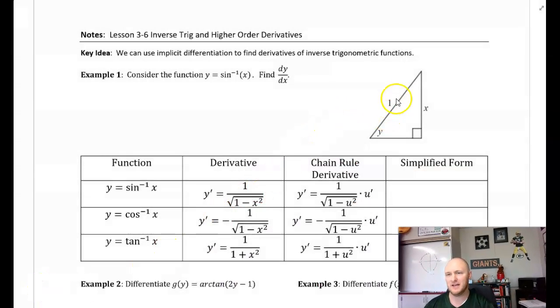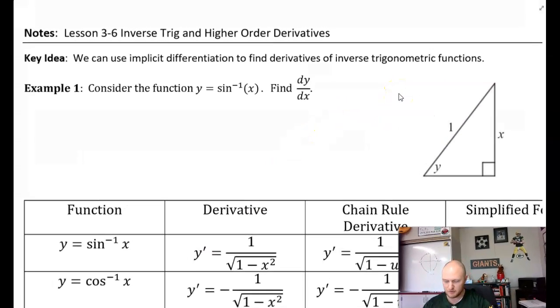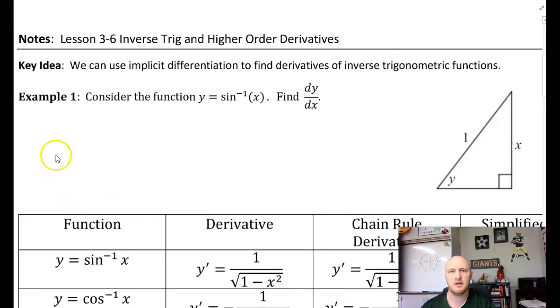This is 3-6, and today we're going to be talking about derivatives of inverse trigonometric functions, as well as, on the back half of the lesson, higher order derivatives. Without further ado, I want to jump off where we left off in the inverse trig review lesson.